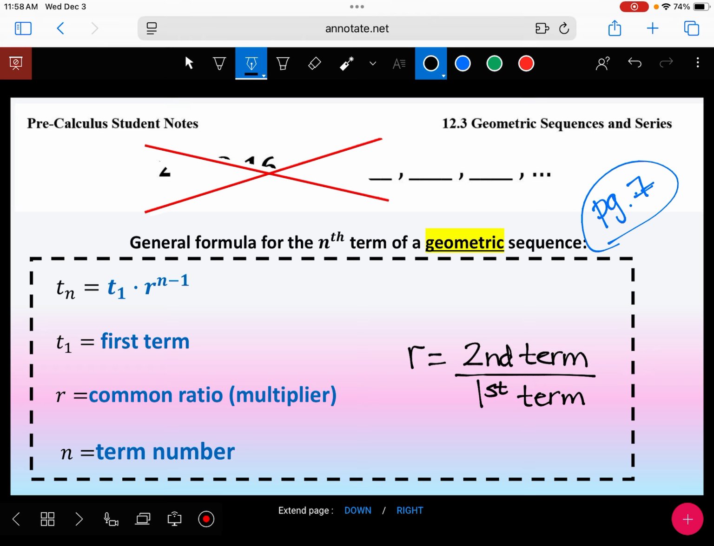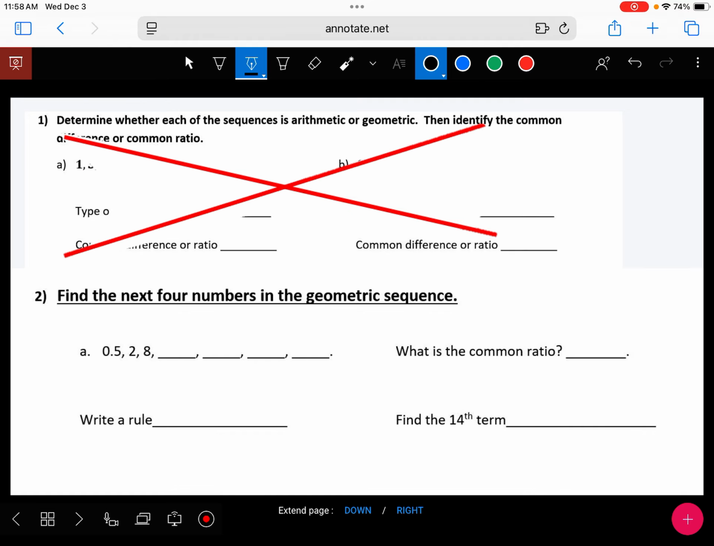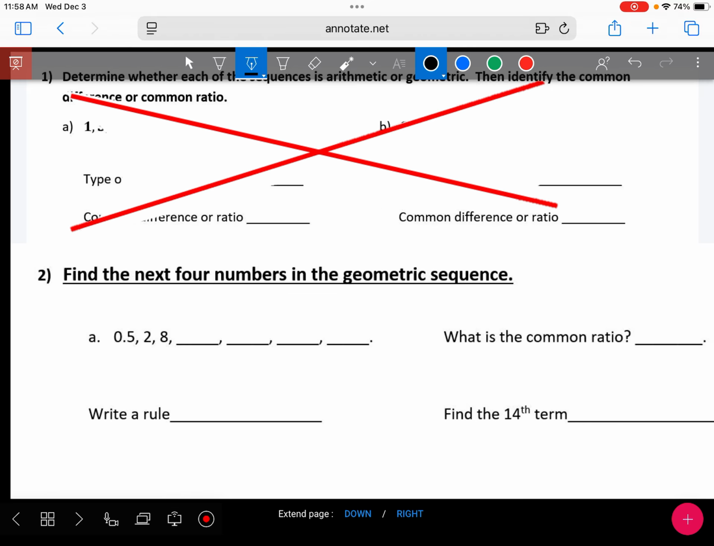I think I skipped the first one. Let's go to the second one. So looking at this, it is a geometric sequence because it tells me that it is. If it didn't tell you, if you look at the difference between the terms, if it's not the same, then 99% of the time it's geometric.